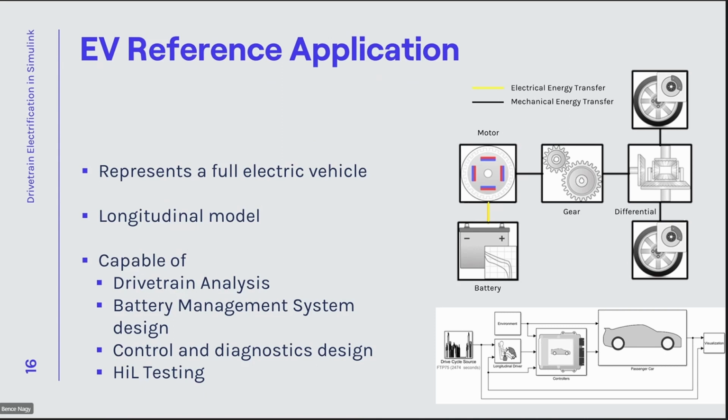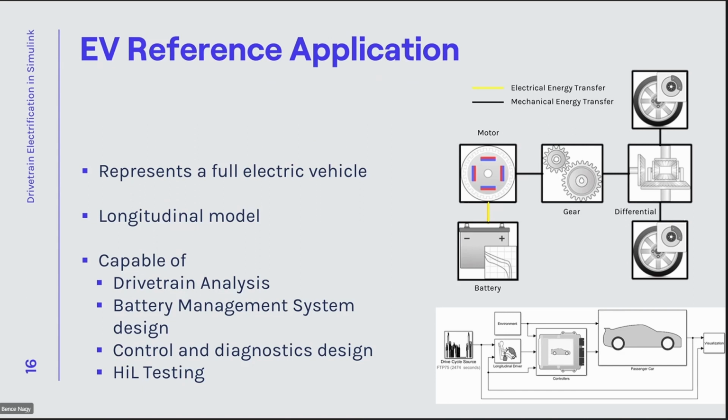So this represents a full electric vehicle. And you can see the drivetrain architecture on the right side of this slide. And you see that between the battery and the motor, we have electrical energy transfer. And from the motor, we have a mechanical energy output, and this mechanical energy is transferred through the gears to the differential. And from the differential, we have the output shaft to the wheels themselves.